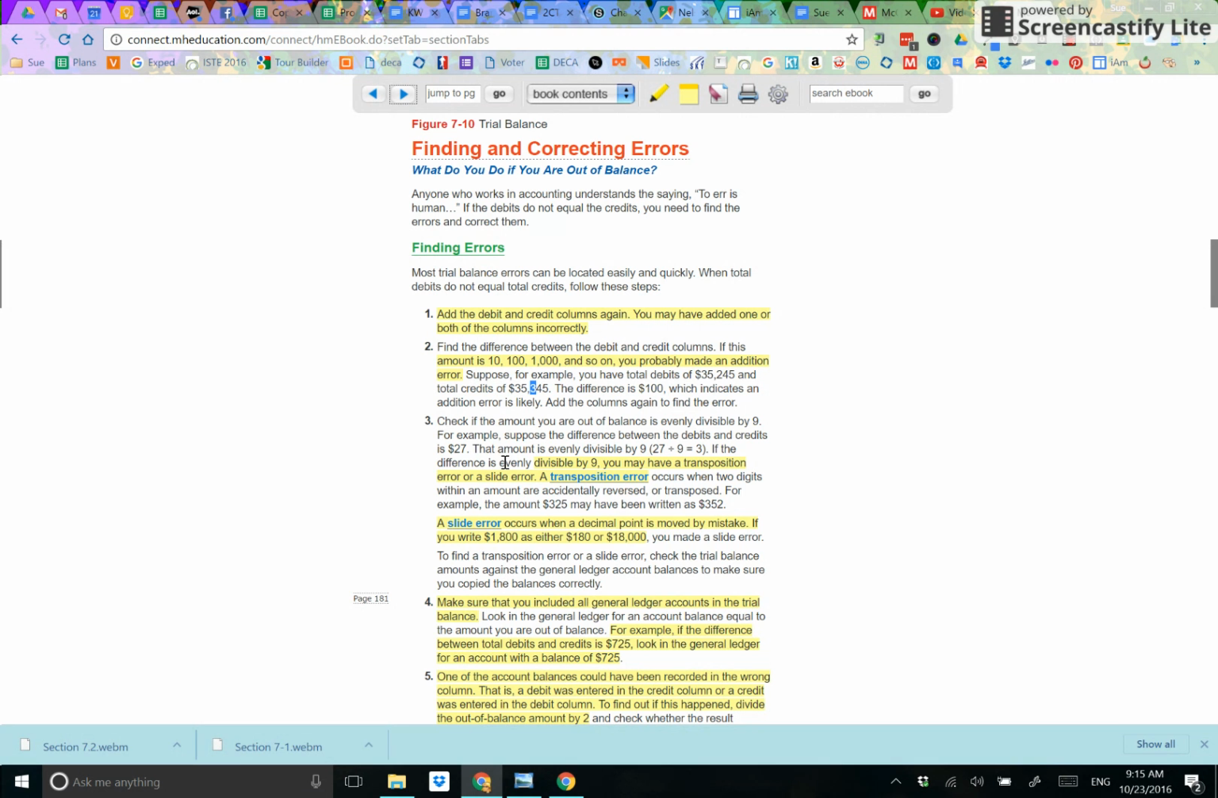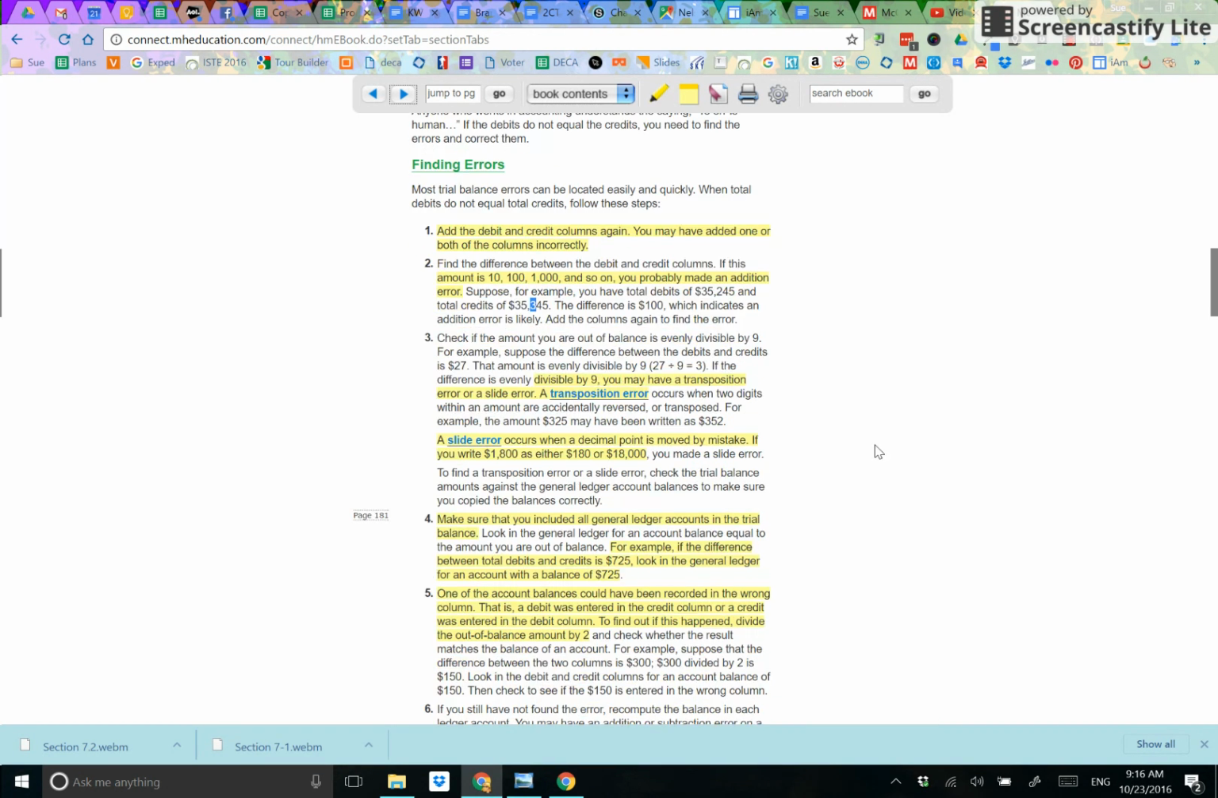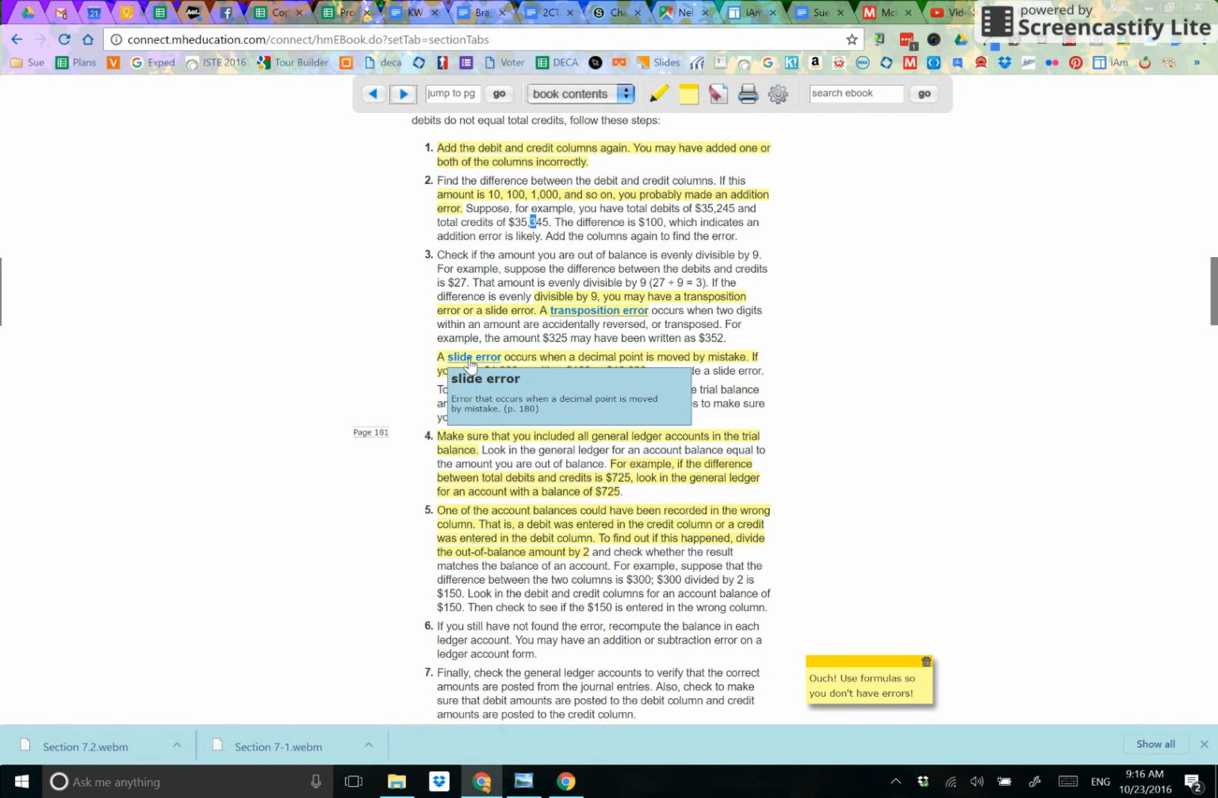Next, do you have something called a transposition error? A transposition error is where you switch the 2 numbers. So instead of 72, you wrote 27. And what's cool about that is the difference between the 2 amounts. 72 minus 27, whatever that is, is divisible by 9. So if the difference between the error is divisible by 9, you have a transposition error, which is kind of cool. The other type of error that you may have is something called a slide, where your decimal point is off.